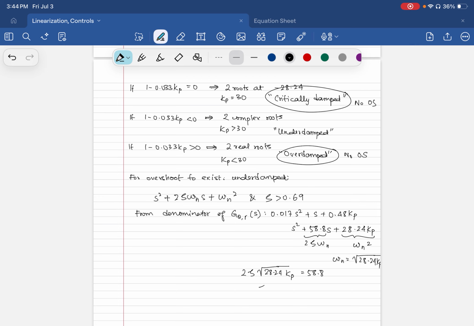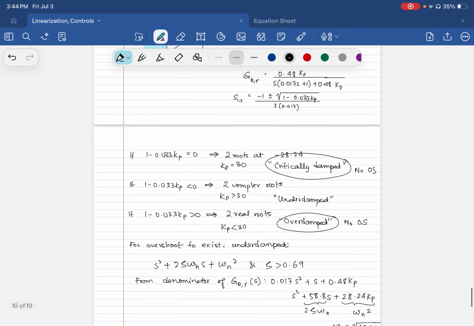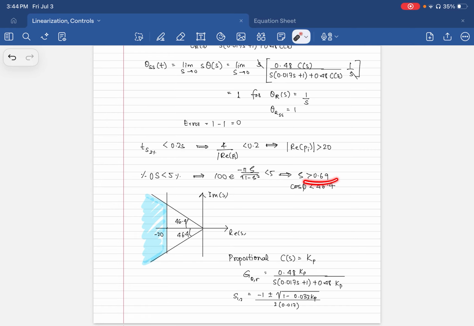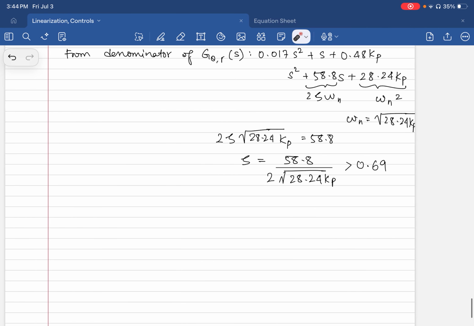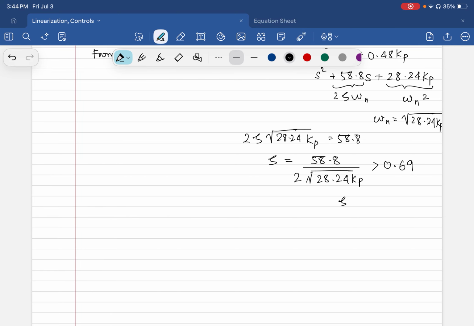Finally, after all of this, we get zeta is equal to 58.8 over 2 root over 28.24 Kp. This must be greater than 0.69. Right, that is the condition that we developed for the design criteria. So then we have zeta greater than this, and if you were to solve for Kp, you will get Kp less than 62.9.